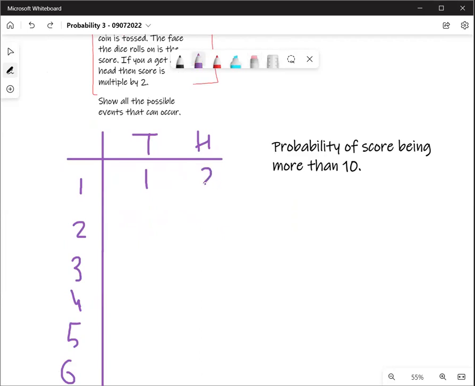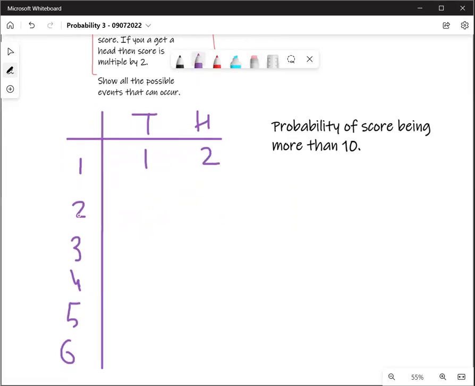So it is going to be 2. Now Anas, when you get a 2 and a tail, what is the score? Okay. It will be 2. Because when you get a tail, that's just multiplied with 1. So 2, 3, 4, 5, 6 in the same way. Head, it will be 4, 6, 8, 10, 12. Any doubts here?